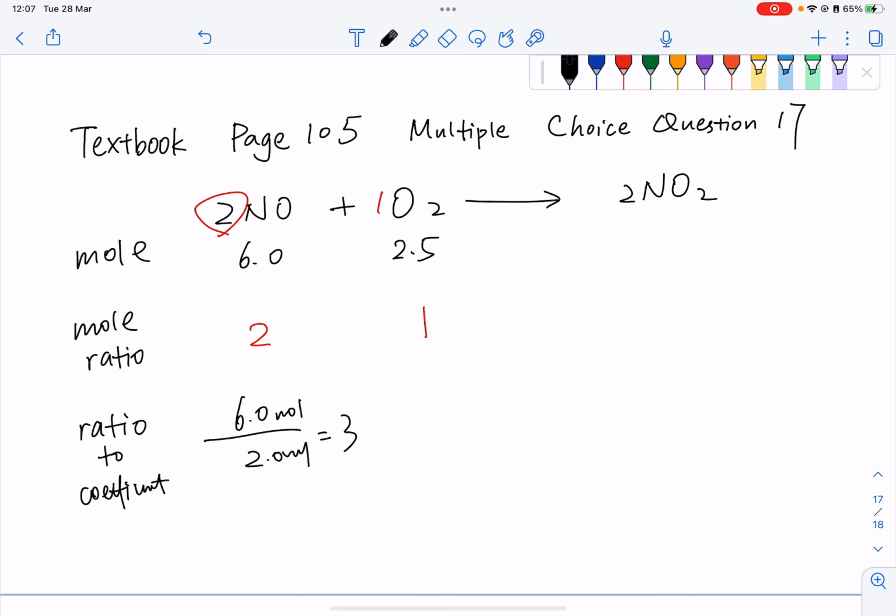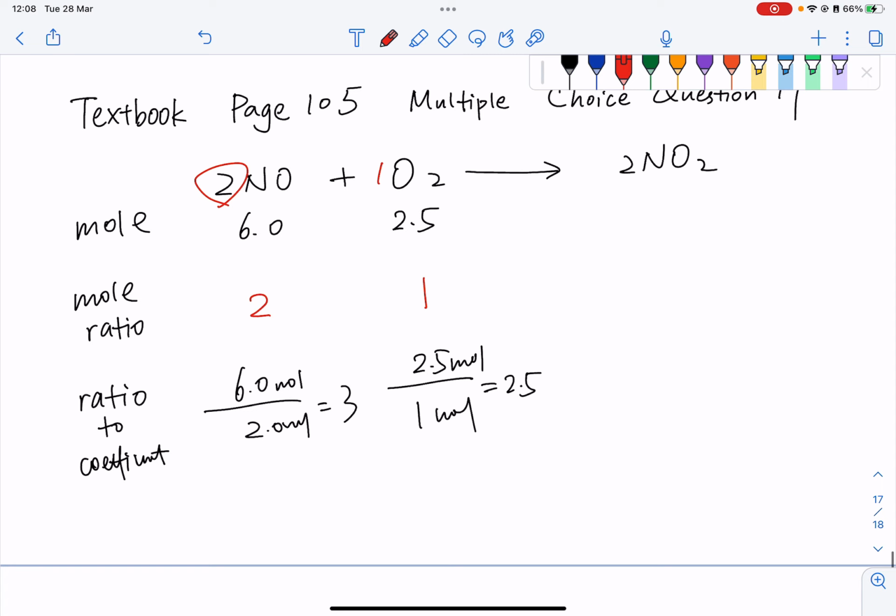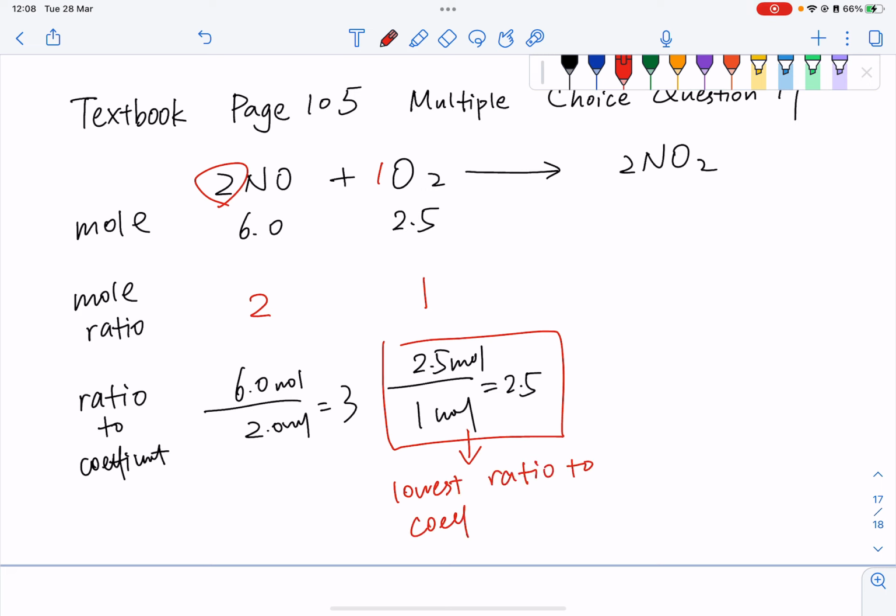This one will be 3. And we write 1. We use 2.5 divided by 1 to get 2.5 as a ratio. Remember, only the lowest ratio to coefficient will be the one we call the limiting reactant or limiting reagent. I put L.R. to represent the limiting reagent here. And we know that the limiting reagent is oxygen, right?